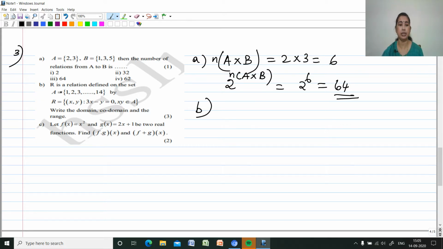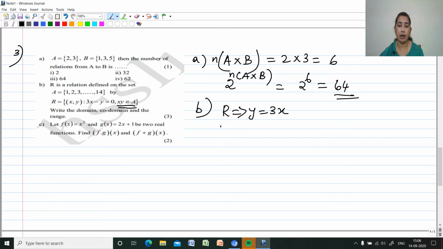Then the second sub-question. Here R is a relation defined on a set A equal to {1, 2, 3, and so on up to 14}. R is equal to the set of ordered pairs (x, y) such that 3x minus y equal to 0, where both x and y are elements of A. That is very important. Both x and y are elements of A, so both come from the set 1 to 14. And R can be written as y is equal to 3x.